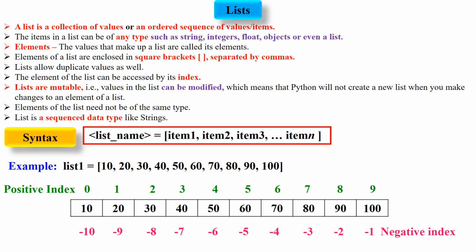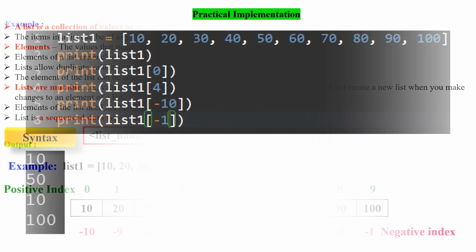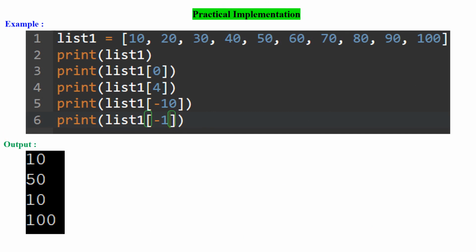List1 equals 10, 20, 30, 40, 50, 60, 70, 80, 90, 100. This list in computer memory shall be represented as shown in the below picture with positive and negative indexes. On the basis of the index values, the elements in the list are accessed and retrieved. You can revise these examples given here.